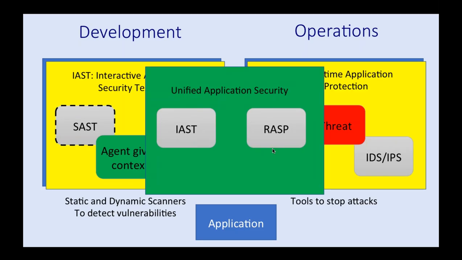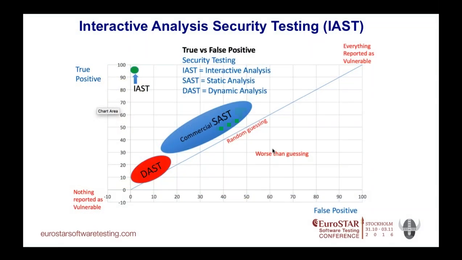So IAST is for development and test environments to find vulnerabilities, and RASP, Runtime Application Self-Protection, is to block attacks and report them in production because it understands what's happening as things move through the application.